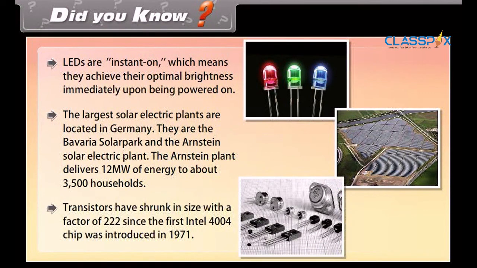Transistors have shrunk in size by a factor of 222 since the first Intel 4004 chip was introduced in 1971.